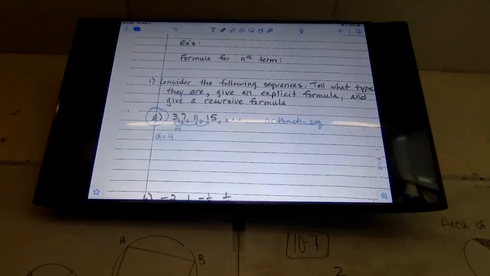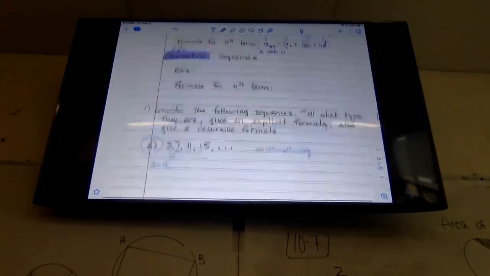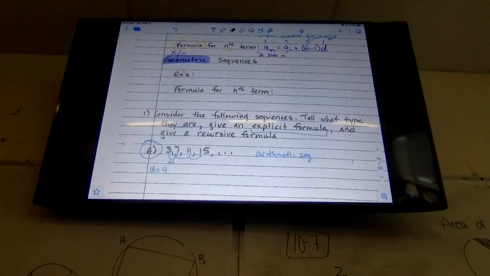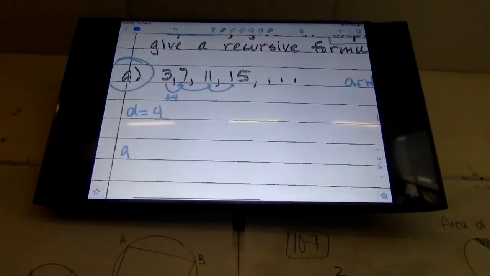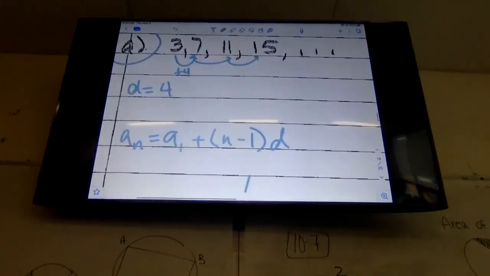And then it says, give an explicit formula. So we're going to use the formula we just learned, but we are going to simplify it down as much as possible. So this formula right here: A sub n equals A sub 1 plus n minus 1 times d. And we're going to plug in according to what's going on there. I'm not super familiar with it, so I'm going to rewrite it. And let's fill in the pieces. Do you know what the first term is? Yep, so that goes for my A sub 1.